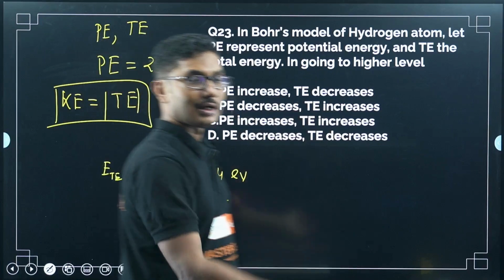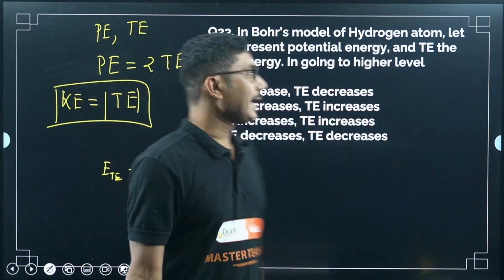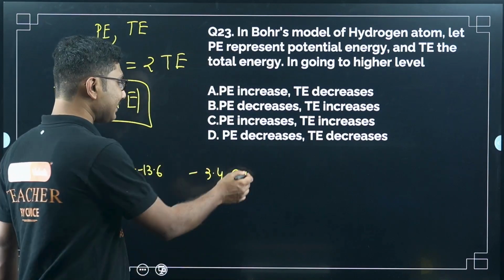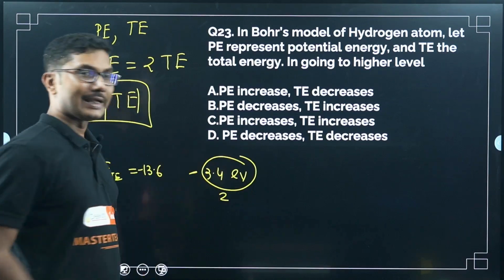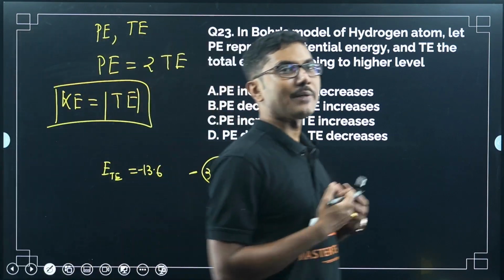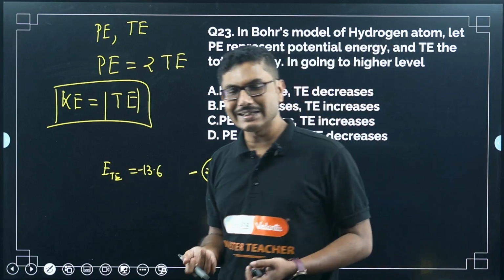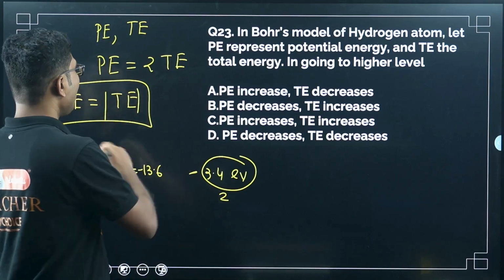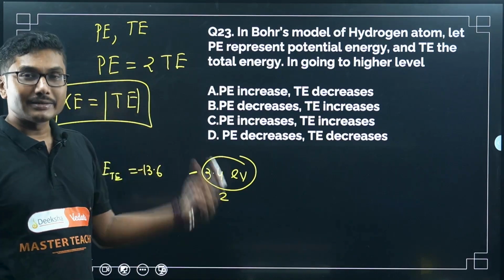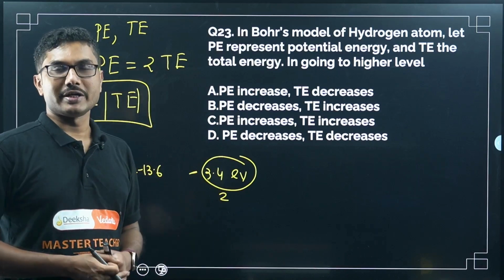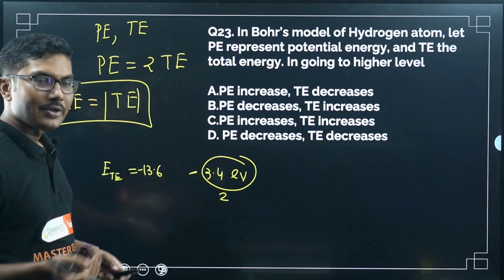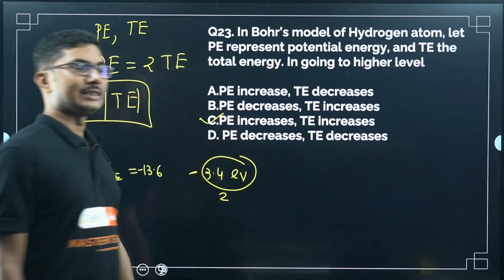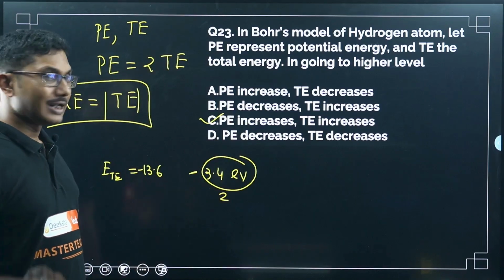Now you go to level 3, it becomes 1.5, right? So as you are going to a higher level, the number is decreasing, but there is a negative sign, so it is less negative. Even if something is less negative, that means it is increasing, right? Something has to be added to that, then only it can become less negative. So as you go to a higher energy level, total energy and potential energy both become less negative, so they are increasing. Potential energy increases and total energy increases, both are increasing, right? Only kinetic energy is decreasing.